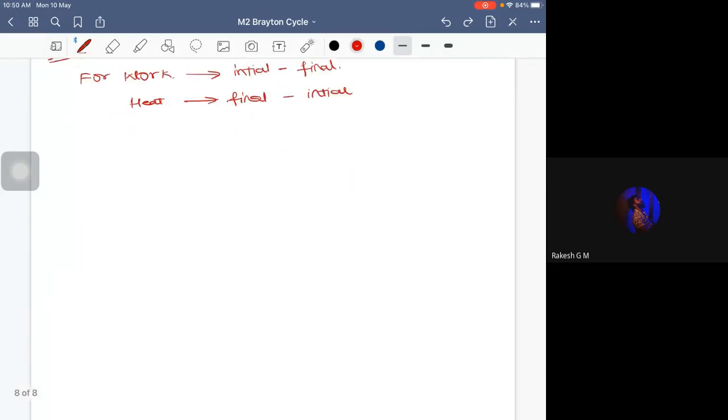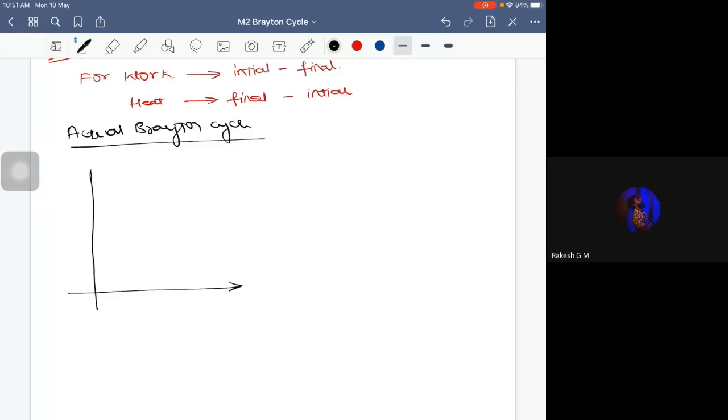Okay. Now, we shall try to analyze the concept of the actual Brayton cycle. So what is this actual Brayton cycle? First of all, what was our ideal Brayton cycle? Something like this, right? This was our PV diagram. It has to be a curve, guys. I will just try to draw a curve. Something like this. Okay. So this was our state 1, state 2, state 3, and state 4.